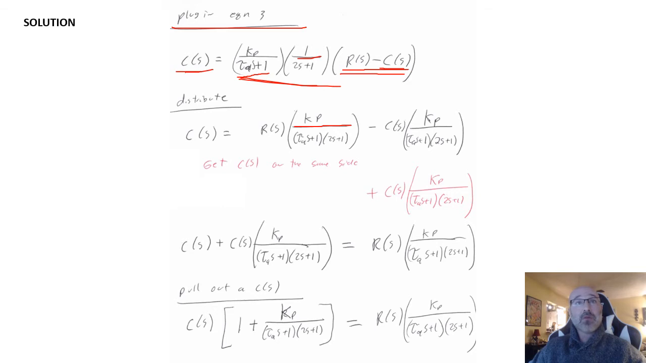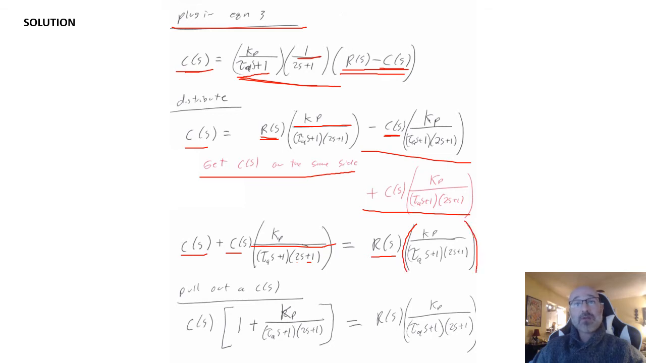Then I distribute that through my R of s and my C of s. So I end up with R of s times K sub p over tau A s plus 1 times 2s plus 1, minus the same thing times my C of s right there. So that's just distributing that through. Now I can look at this and say, okay, I got a C of s there and a C of s there. Let's get our C of s both on the same side. So I can add this whole right side of the equation to both sides. When I do that, I end up with C of s plus C of s times K sub p over tau A s plus 1 times 2s plus 1 is equal to, on my right-hand side, R of s times that same thing, K sub p over tau A s plus 1 times 2s plus 1.